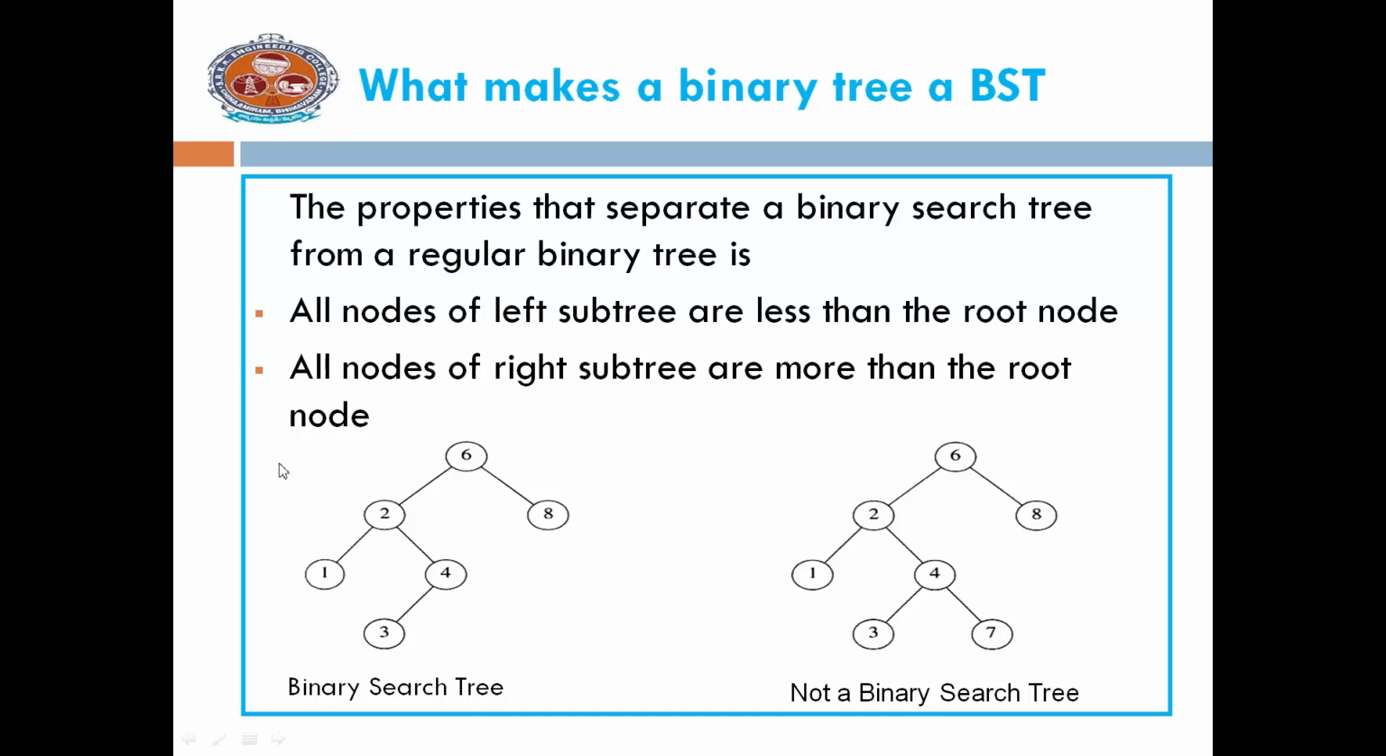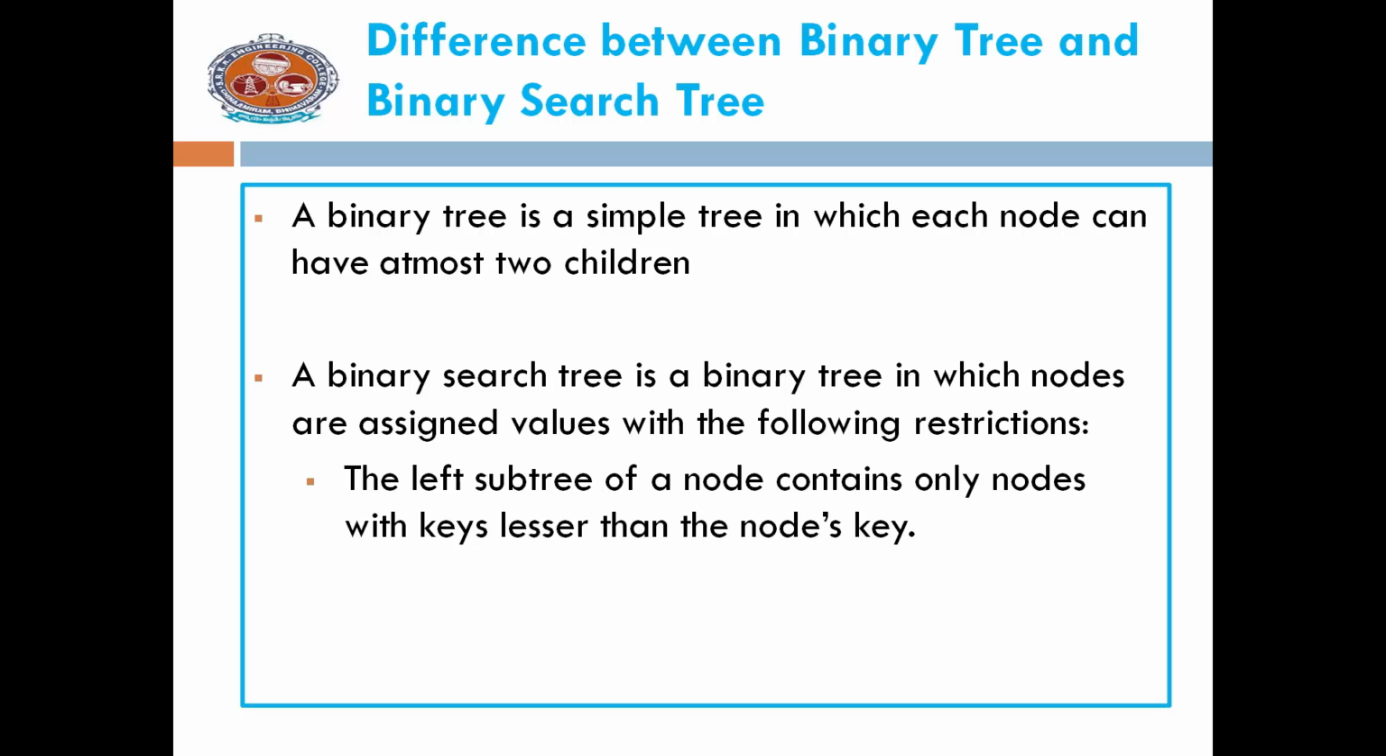Now, if you look at this example, this is a binary search tree. Why? Because all the elements located in the left subtree are smaller than the root value and the right subtree has values greater than the root value. If you take the second example, it is not a binary search tree. Why? Because 7 is greater than 6 but it is located in the left subtree, so it is not a binary search tree.